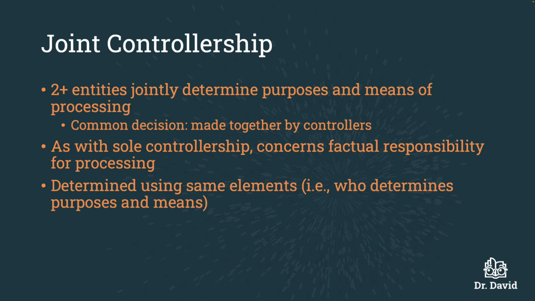Now, there are two types of decisions that you need to remember. There's a common decision and a converging decision. I know it's a little confusing because they both start with C and they're both decisions and they both have to do with joint controllership. But you need to remember how to separate these out. A common decision is made together by the controllers. So we have two organizations that come together and say, hey, let's work together.